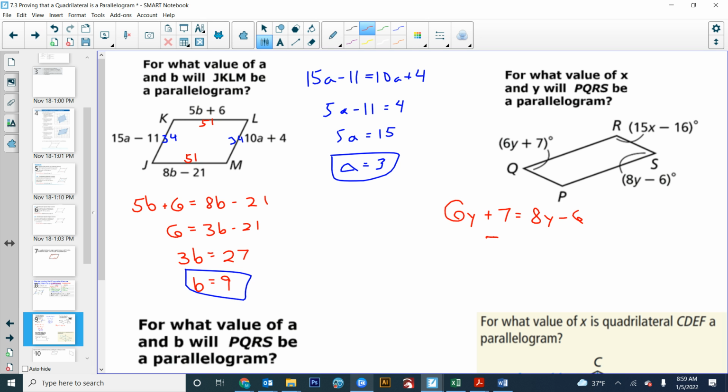All right, subtract 6y from both sides. Did you get 6.5? So at this point, I'd plug in 6.5. 6 times 6.5 is 39, plus 7 is 46. Double check my mental math. And 6.5, let's see, 48, and 4 is 52, minus 6. Yep, 46.